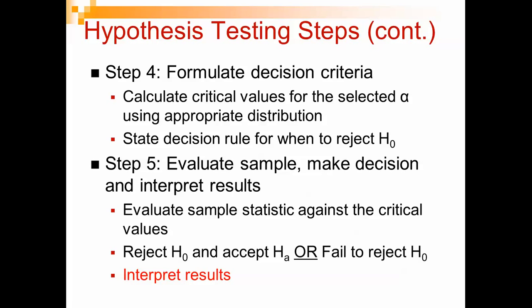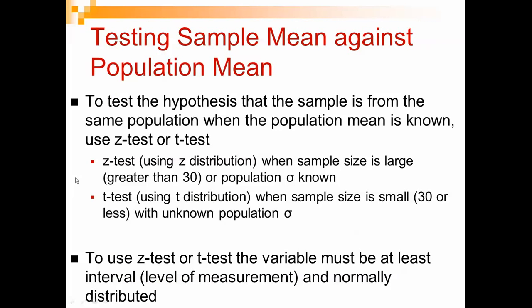And we can use the hypothesis testing to test the sample mean against the population mean. And this should look sort of familiar to you here. So to test the hypothesis that the sample is from the sample population, when the population mean is known, we use the z-test or the t-test. And the z-test, we're using the z-distribution when the sample size is large, greater than 30, or population standard deviation is known. We went over this just a little bit ago.